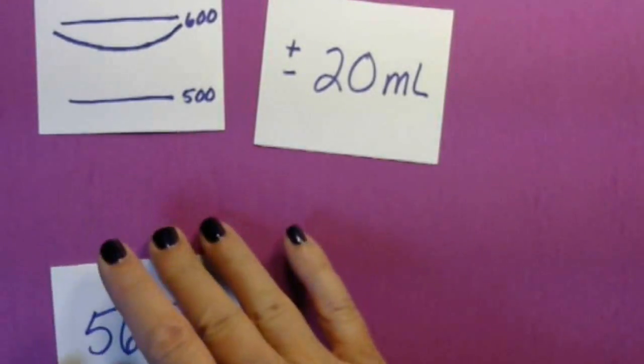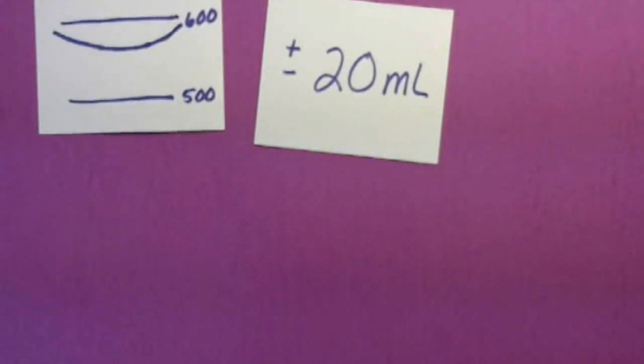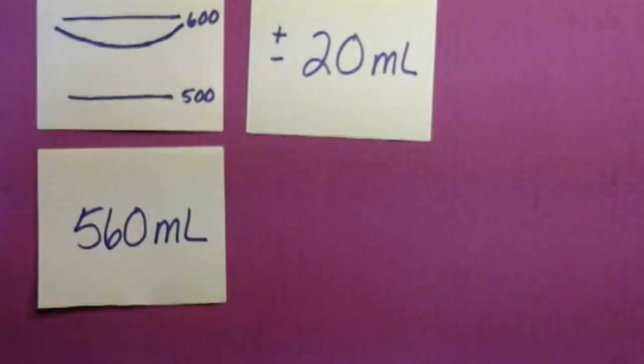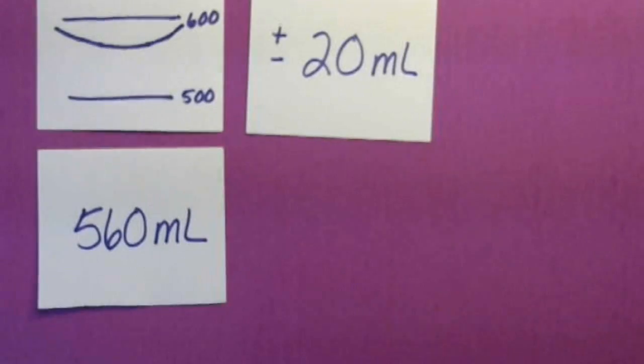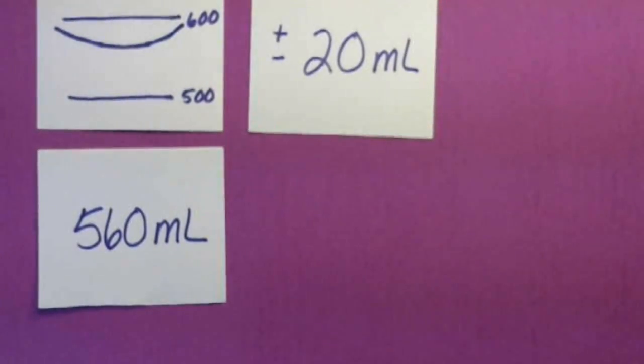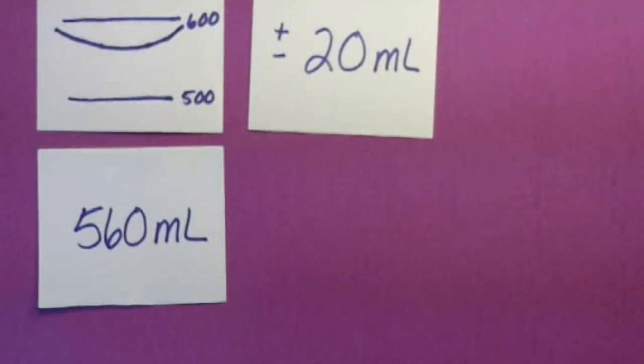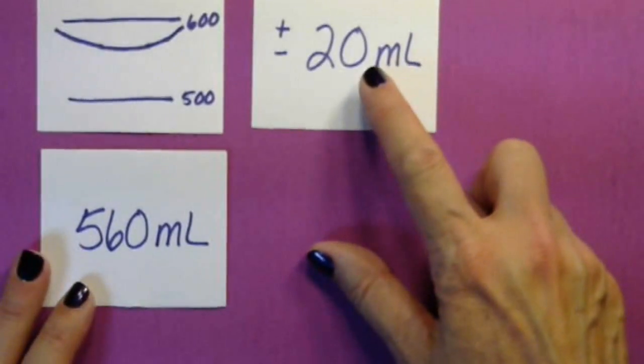So what could I read this at? Well, I think it reads plus or minus about 560. Now you may have read it and said, I think that looks as good as 570. Well, that's okay because we are plus or minus 20 of each other. You might say that's 550 milliliters. That's good. We are still plus or minus 20 milliliters of each other and 20 milliliters of the instrument itself. So this is the proper way to do this.